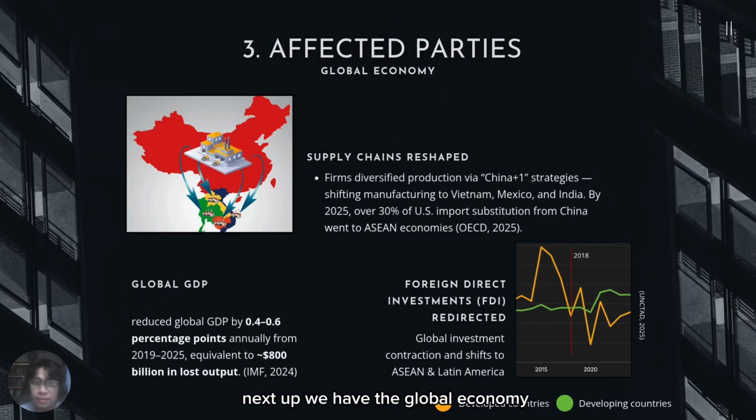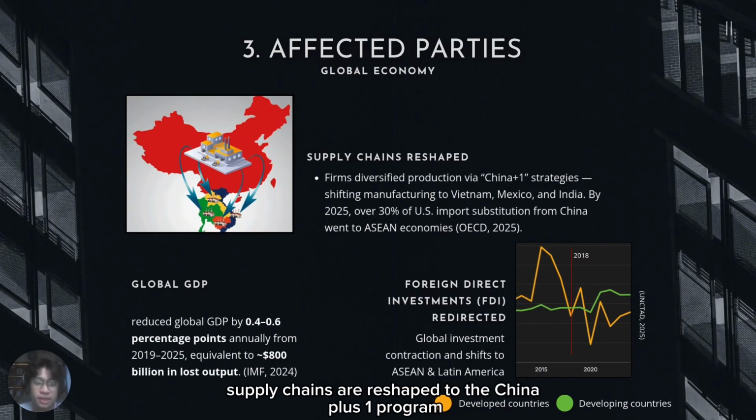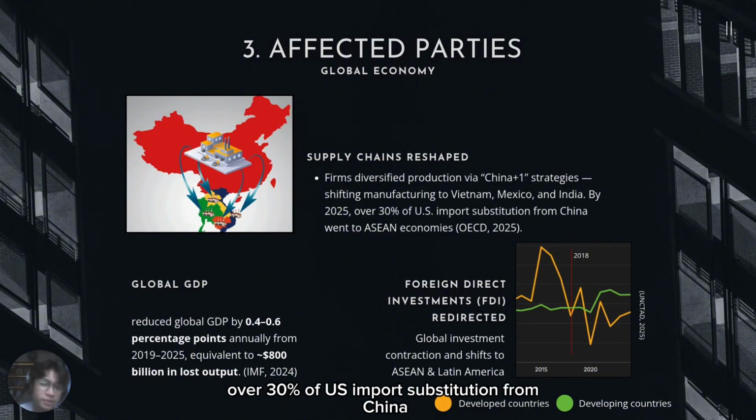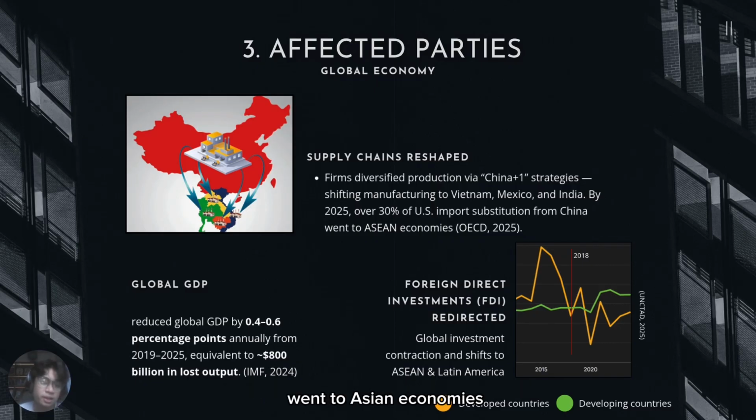Next up, we have the global economy. Supply chains are reshaped through the China Plus One program, which diverts manufacturing plants to other neighboring countries with cheap labor like Vietnam, Laos, and Cambodia. By 2025, over 30% of US import substitution from China went to Asian economies.